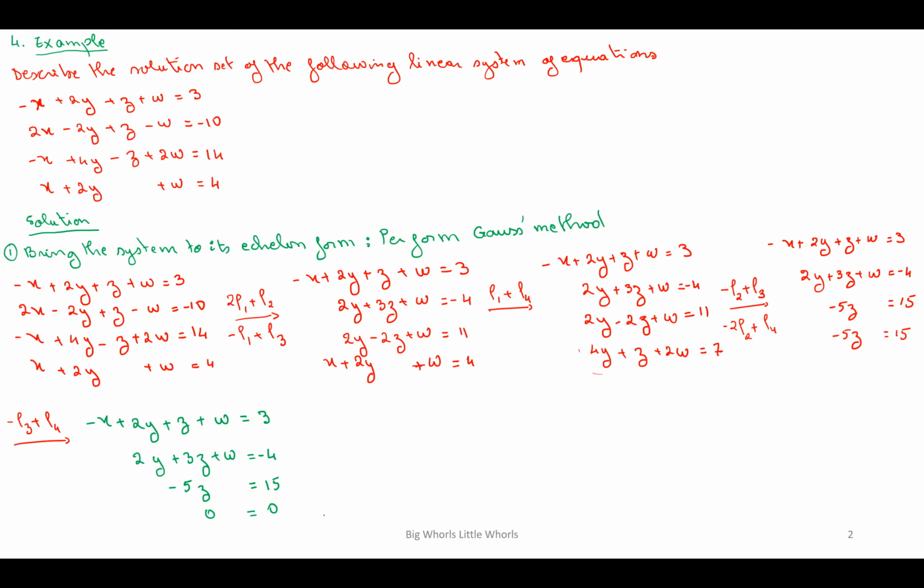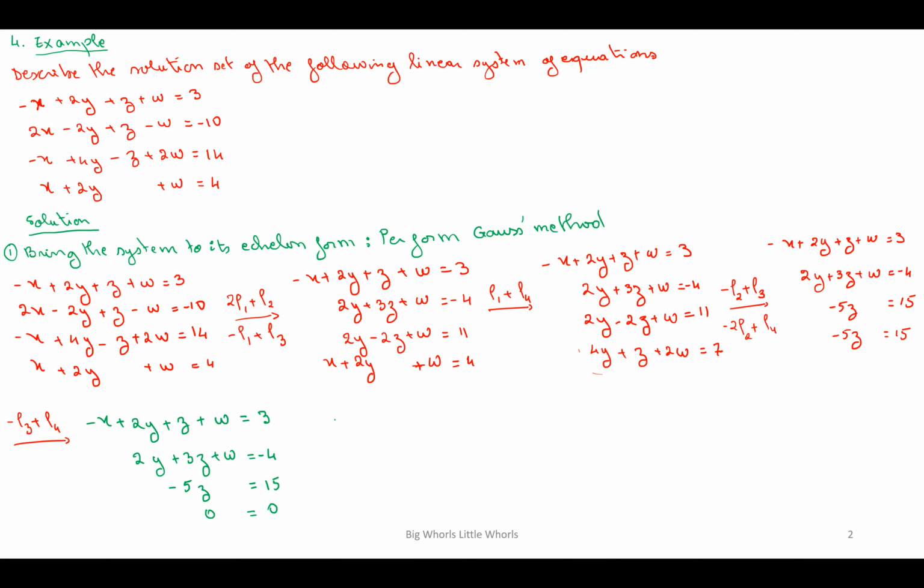How do we know that the solution set of this system has infinitely many solutions? Because, number one, we arrive at echelon form, and we have no contradictory row. So 0 equals 0 makes sense, no contradiction. And there is at least one variable that is not leading a row. At the fourth row, we don't have the fourth variable, which is w, leading the fourth row. So w is leading no row.